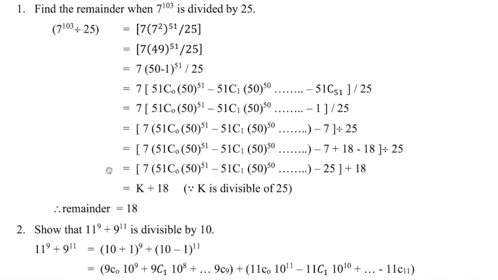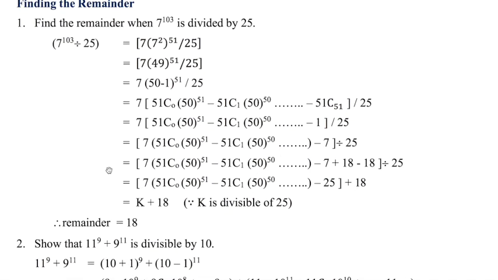Finding the remainder when 7 power 103 is divided by 25. 7 into ... 2 1s are 2, 2 5s are 10, 102. Yeah, 49 whole power 51. 49 whole power 51 can be written as 50 minus 1 whole power 51, divided by 25. 50 minus 1 whole power 51 can be expanded like this.